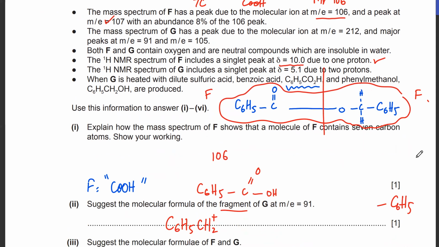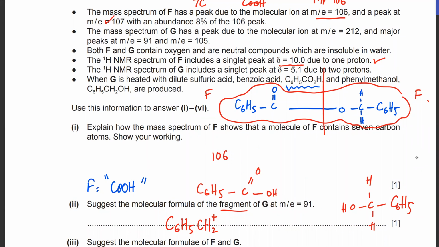So what about this side? Maybe it's an alcohol. It can't be an alcohol because it's insoluble in water. I'll talk about that later. Let's see if we can make 106 or not. Again, 12 times 7 gives you 84, plus 1 oxygen, that's 16, so that's 100.